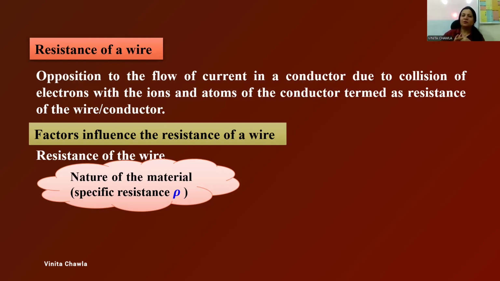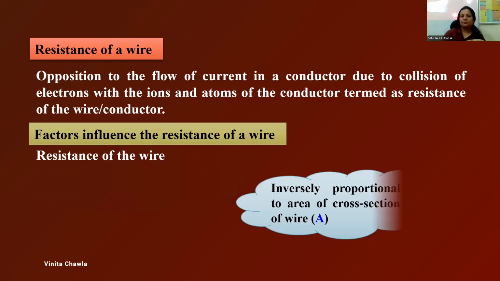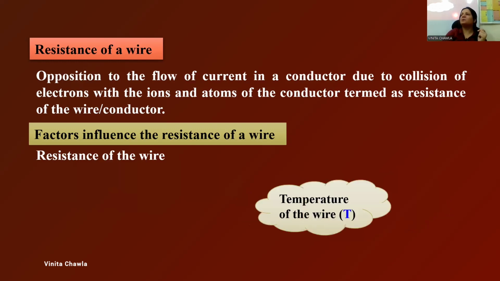The first factor that we have here is the nature of the material. Specific resistance, rho, or resistivity. Second, it is directly proportional to the length of the wire. If we increase the length of the wire, then resistance will increase. And if we decrease the length, resistance will decrease. Third, it depends upon the area of cross section. It is inversely proportional to the area of cross section. So for a thicker wire, we have a value of resistance smaller or greater? If we increase A, then R will decrease. And if we decrease A for a thin wire, R will increase.